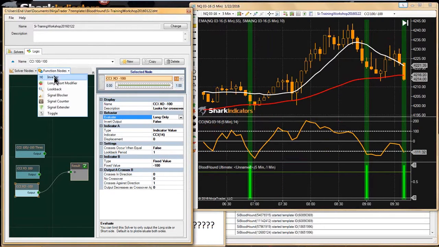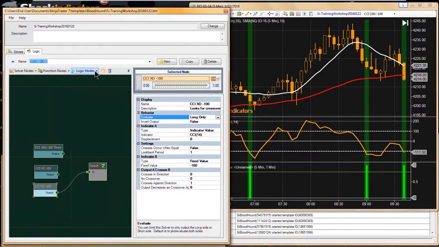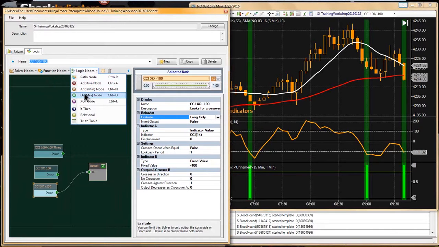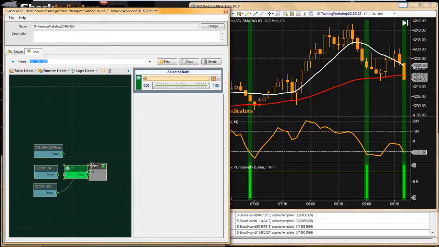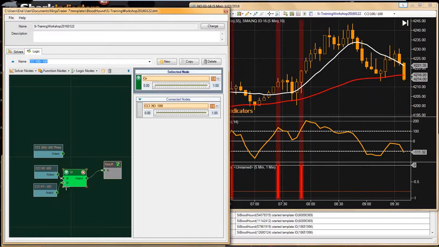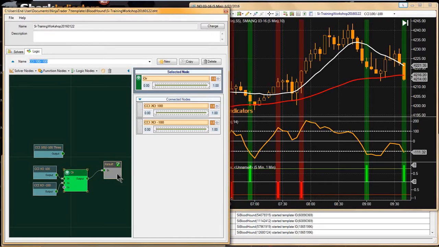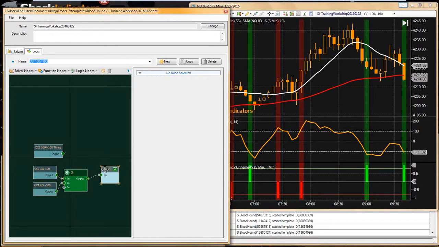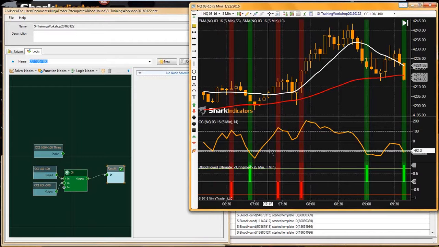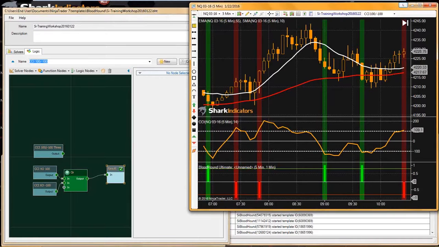And now the last step here is, hold on a sec. Let's grab an OR node. So we want to put both of those crossover solvers into an OR node. And then we got the OR node connected to the result node. And so now we can see both of the crossover situations. All right, James, so I think that takes care of your question there.